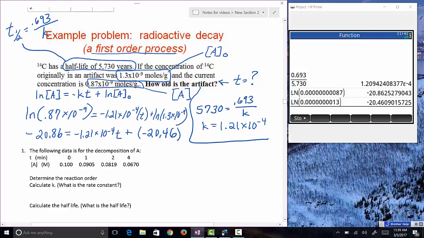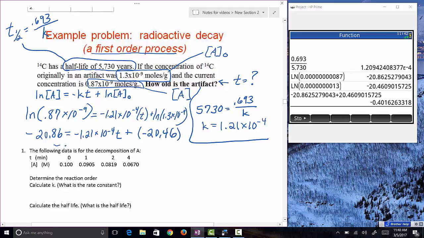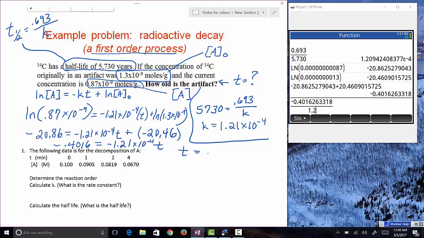And so I have my negative that, and then I'm going to add that in there, because I'm adding that to both sides. Go over and get rid of that negative. Okay, and hit enter. So I have minus 0.4016 is going to equal minus 1.21 times 10 to the minus 4th t. So that gives me a t equal to, I am going to divide by 1.21 10 to the negative 4th. Oops, a negative of that.